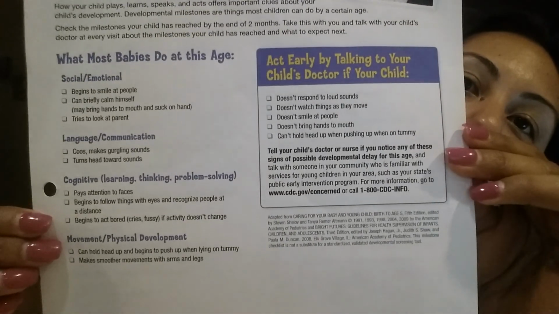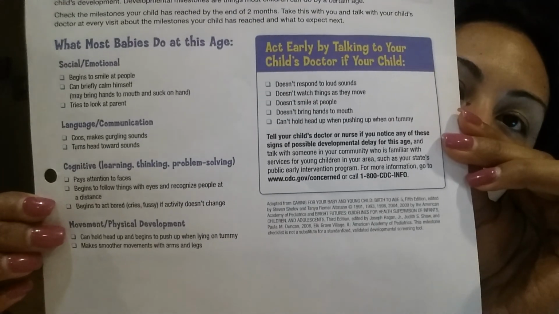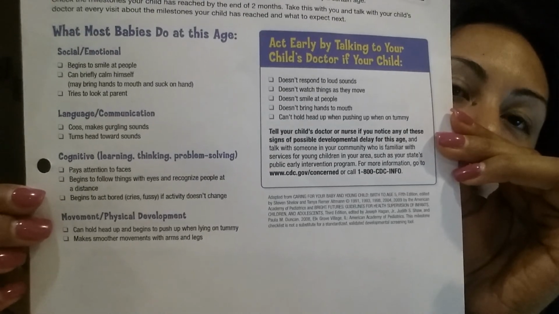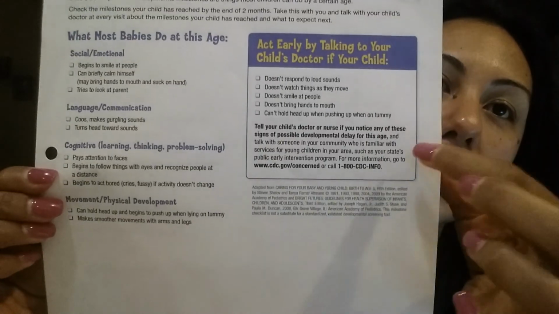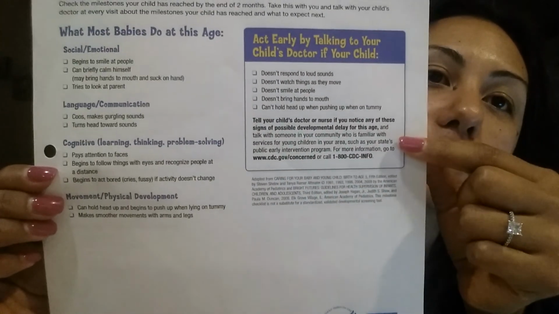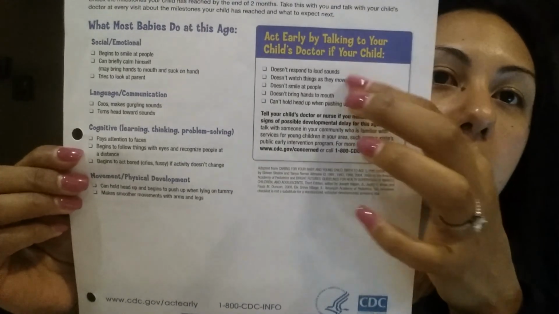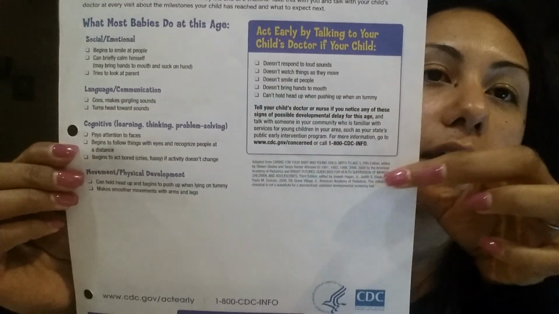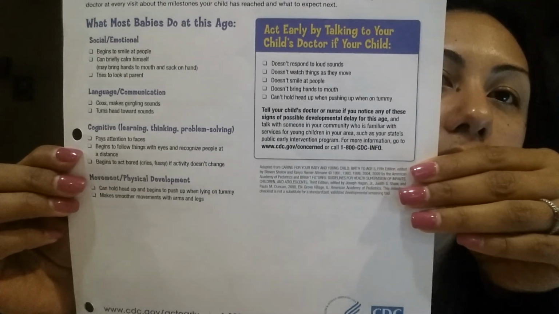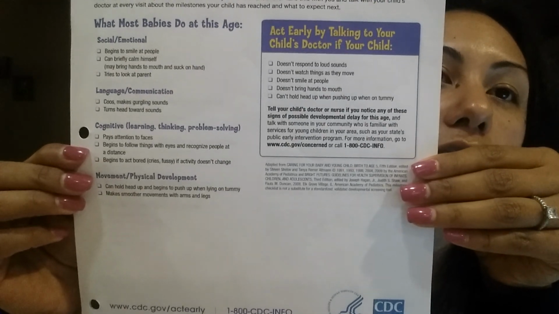So as you can see, they have 4 categories: social and emotional, language communication, cognitive, movement, physical development. And over here on your right is a little square where they ask you to check off if your child is not doing any of these. Those are signs that you might want to talk to your doctor about and possibly look into further.